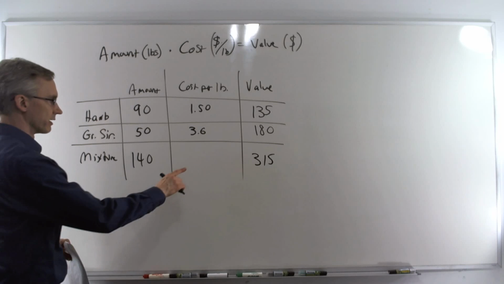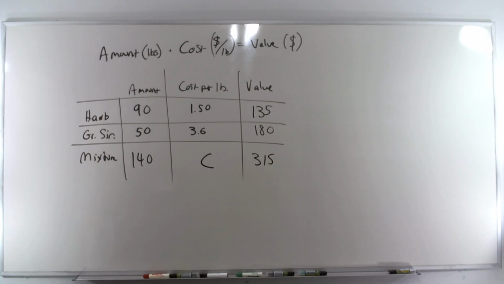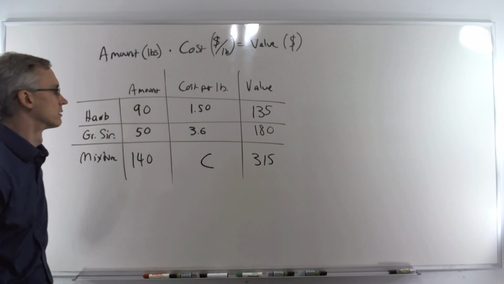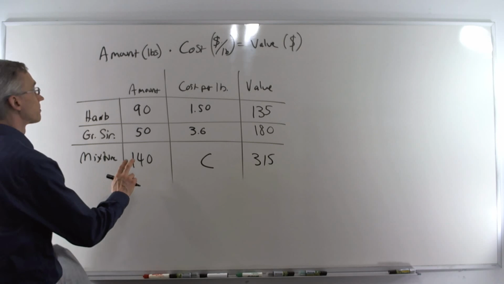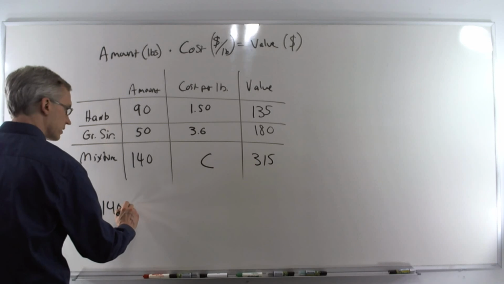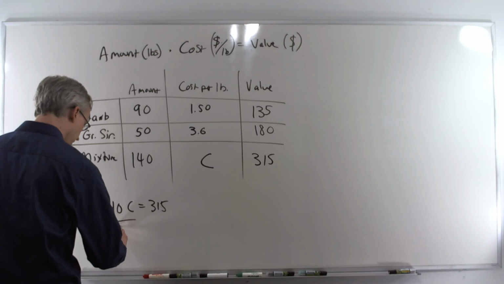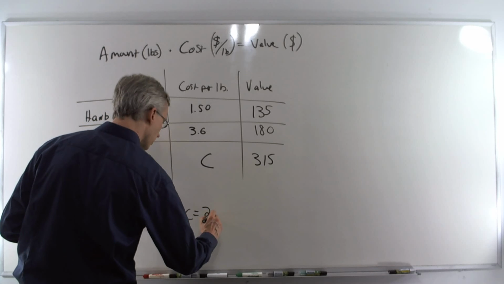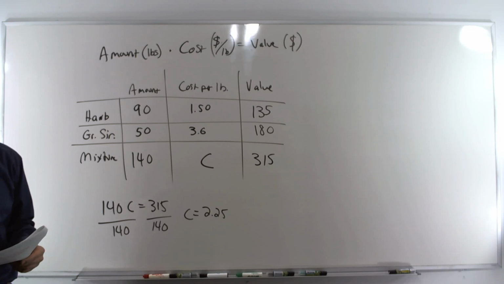So what we need to know then is the cost per pound, and I'm going to use C as the cost per pound. Now we just use the equation. We can always multiply the amount times the cost per pound to get the total value. So 140 times C equals 315. Solve for C: divide by 140, divide by 140, and C equals 2.25. So the cost of the mixture is $2.25 per pound.